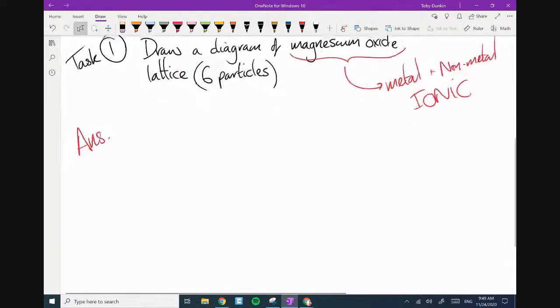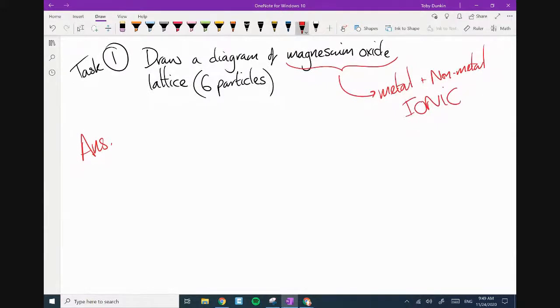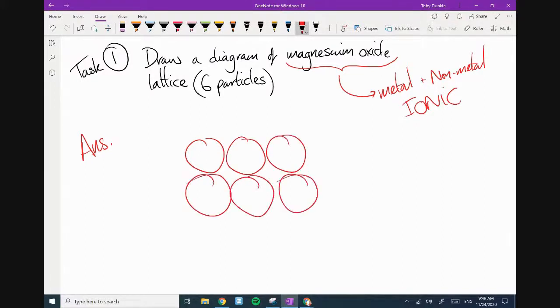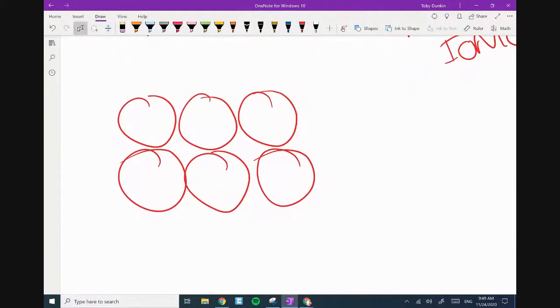Since it's ionic, I know I'm going to have a repeating pattern. Got to be careful that they don't overlap. I need 6 particles. There's my 6 particles. Now it needs to go positive, negative, positive, negative, positive, negative, positive, negative. We need to have this repeating lattice pattern.